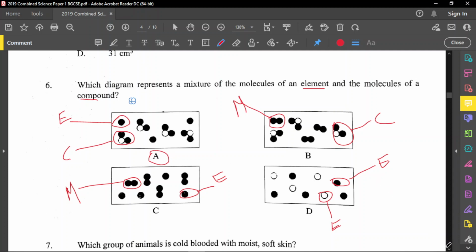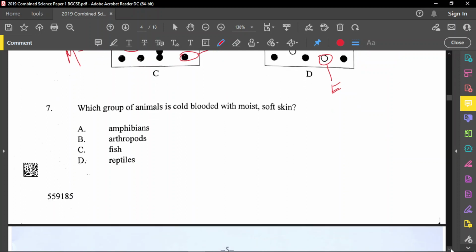All right, let's go to the next option, which is question number 7. It says, which group of animals is cold-blooded with moist, soft skin? Looking for cold-blooded with moist, soft skin. So first here, arthropods, they have an exoskeleton, just to make a note of that. And matter of fact, all these are really cold-blooded, because the only warm-blooded organisms we have are mammals and birds. So there's no mammal here, there's no bird.